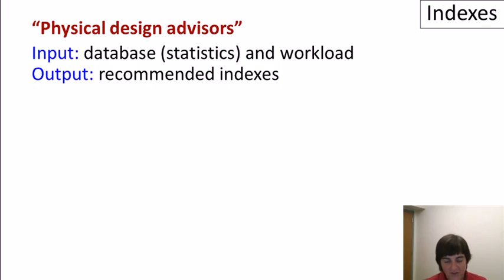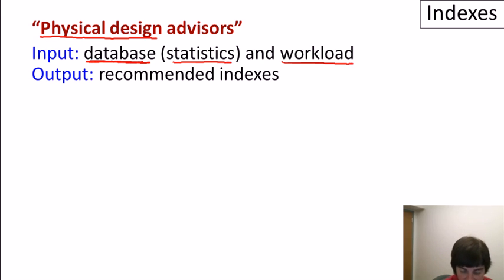Fortunately, over the last decade or so, many database system vendors have introduced what's called a physical design advisor. In this case, physical design means determining which indexes to build on a database. The input to the design advisor is the database itself and the workload. The workload consists of the sets of queries and updates that are expected to be performed on the database, as well as their frequency. Now, actually, the design advisor doesn't usually look at the entire database, but rather looks at statistics on the database that describe how large the tables are and their data distributions. The output of the design advisor is a recommended set of indexes to build that will speed up the overall workload.